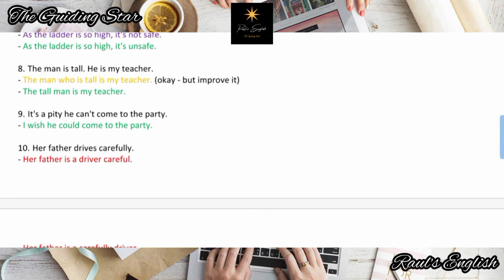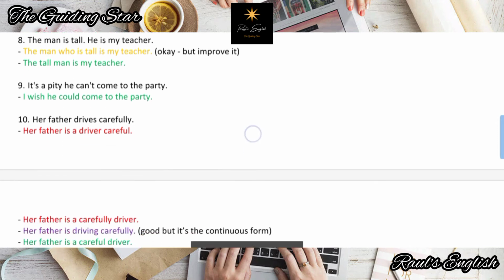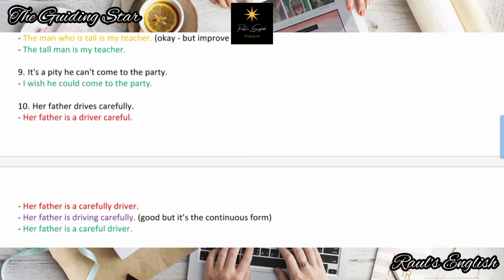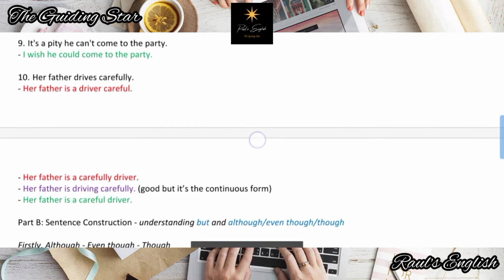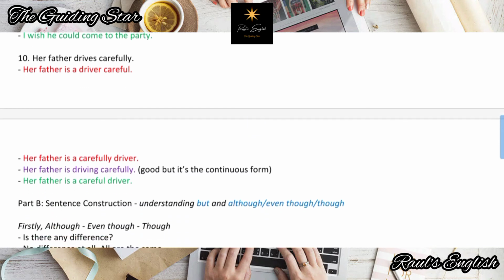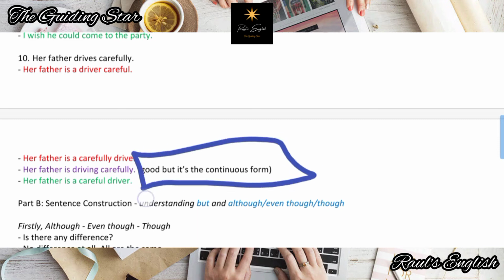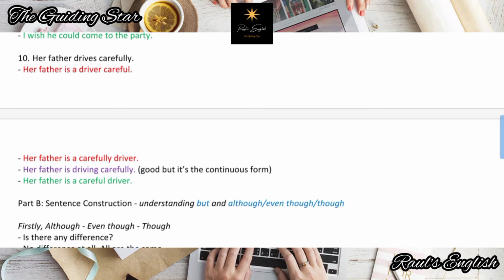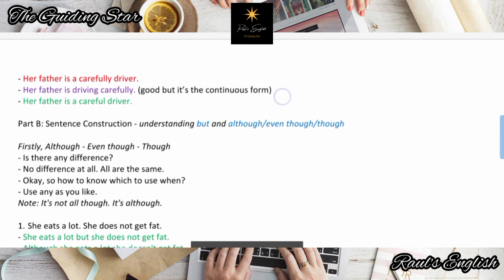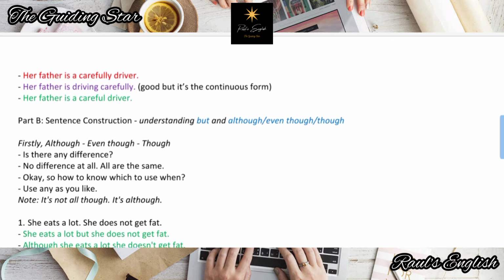Number 10, her father drives carefully. Her father is a driver. Careful. No, that's not right. Her father is a carefully driver is not correct as well. Her father is driving carefully. The one in purple is good, but it's the continuous form. The original sentence was not. Her father is a careful driver. That's the best sentence out of this lot.